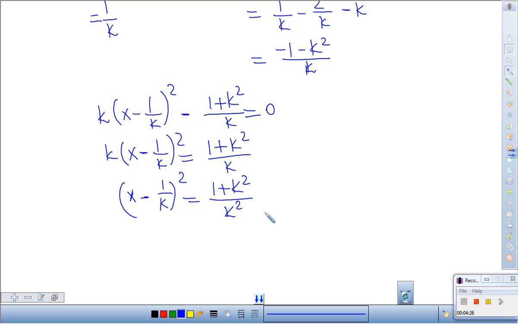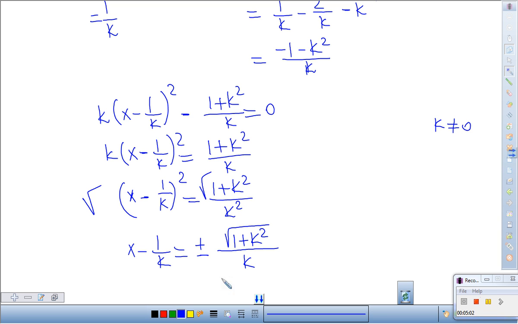Now we will square root both sides of the quadratic equation, and we have x minus 1 over k equals plus or minus, well, when I square root the numerator, because it is not a perfect square, there is nothing for us to reduce or simplify. So we have the radical of 1 plus k squared, and the radical of k squared can be written as k, as long as you remember that restriction, k cannot be 0.